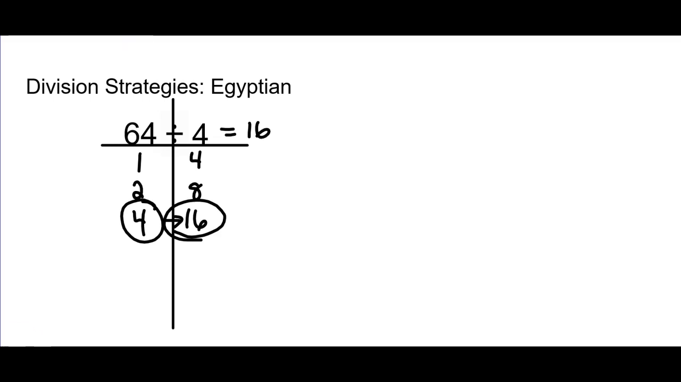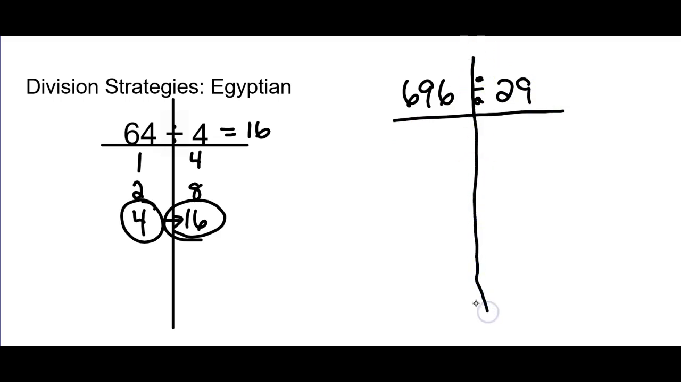Let's try 696 divided by 29. So a little bit more involved on this one, or at least it's not as easy to answer just off the top of your head. So once again, I'm going to do the same method. I'm going to write 1 underneath, double, double, keep doubling it. Now, if I double the 16, I'm going to get a number bigger than 29. So I'm going to stop there.